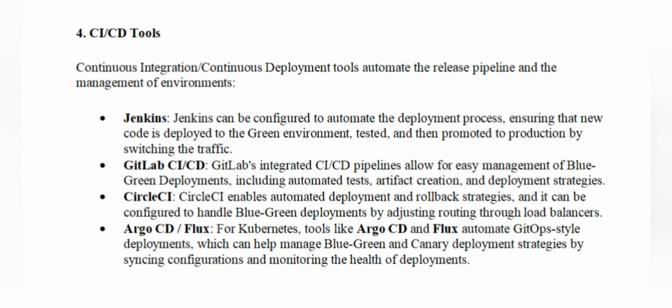The next one is GitLab CI/CD. GitLab's integrated CI/CD pipelines allow for easy management of blue-green deployments, including automated tests, artifact creation, and deployment strategies. The next is CircleCI. CircleCI enables automated deployment and rollback strategies, and it can be configured to handle blue-green deployments by adjusting routing through load balancers. The next is Argo CD or Flux. For Kubernetes, tools like Argo CD and Flux automate GitOps style deployments, which can help manage the blue, green, and canary deployment strategies by syncing configurations and monitoring the health of deployments.